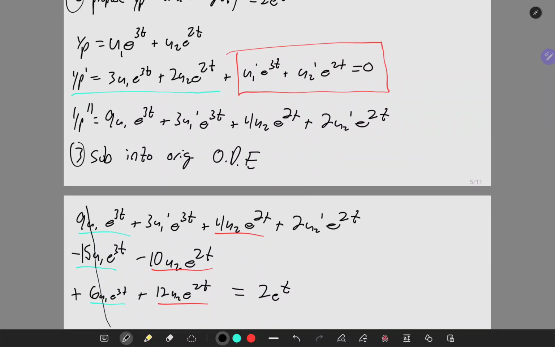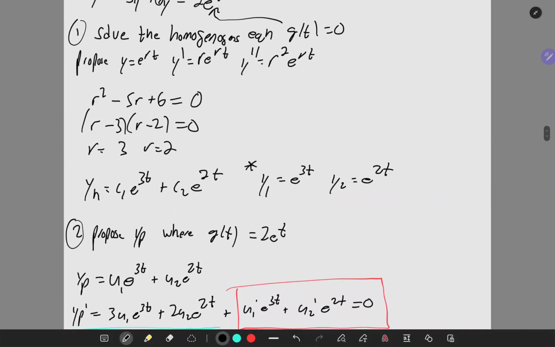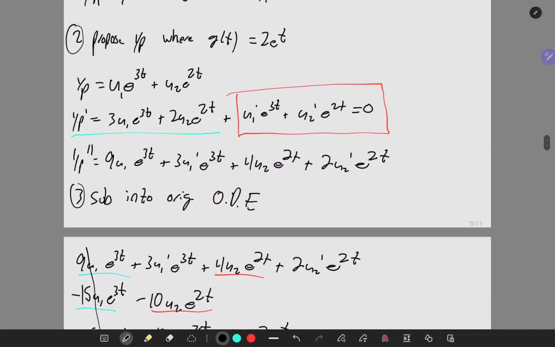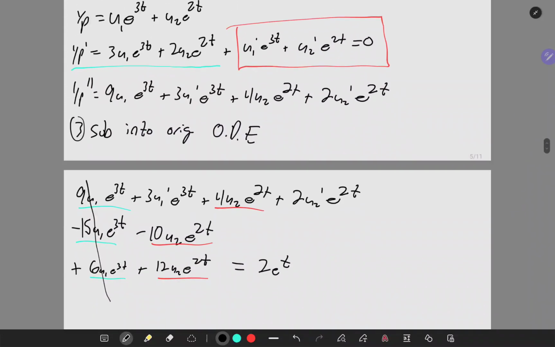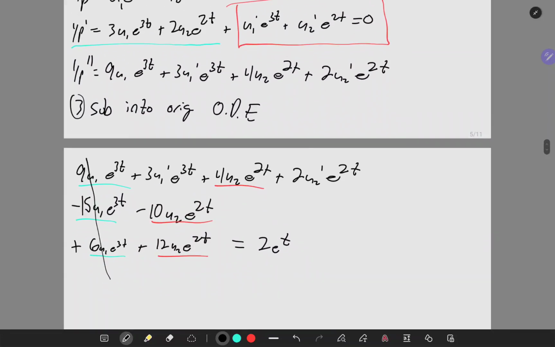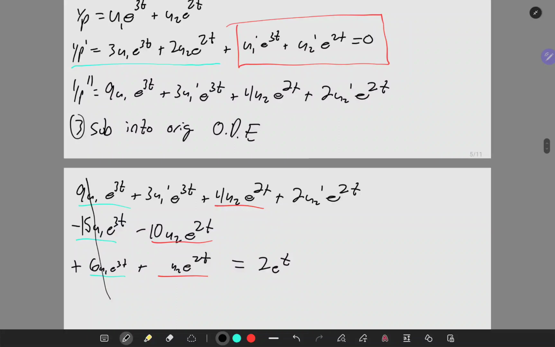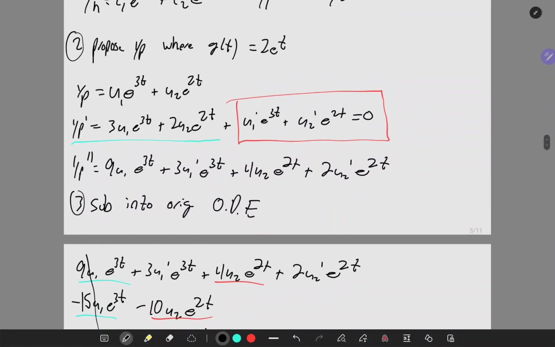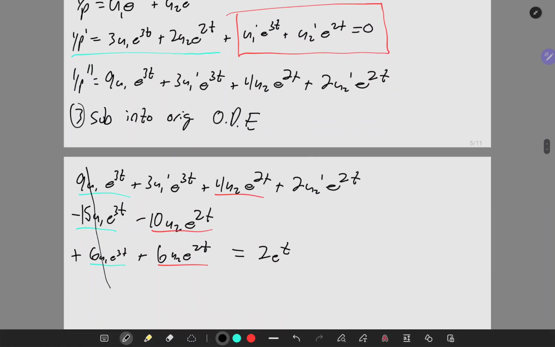Let me check my work here. Yeah, those should cancel. 3, 9, 2, 4, negative 15, negative 10, 6, 6, plus 6y. Oh, I see what I forgot. I was looking at the wrong thing. I was looking down here at the yp prime. It's supposed to be up here. So that's 6u2 e to the 2t.